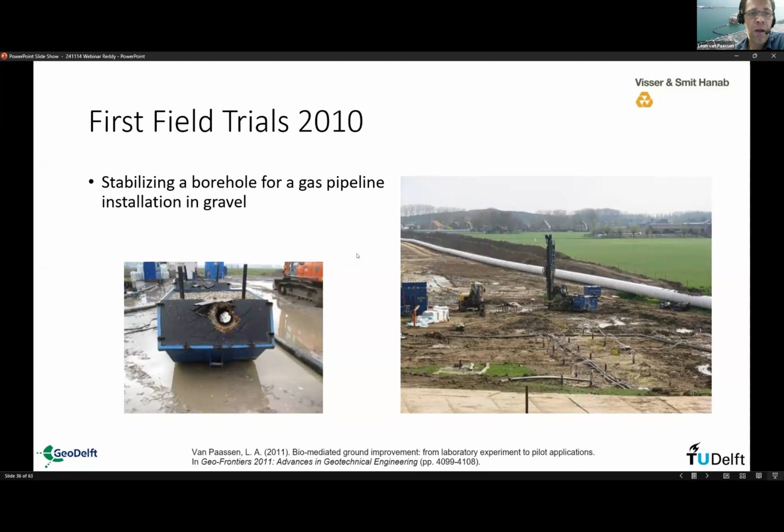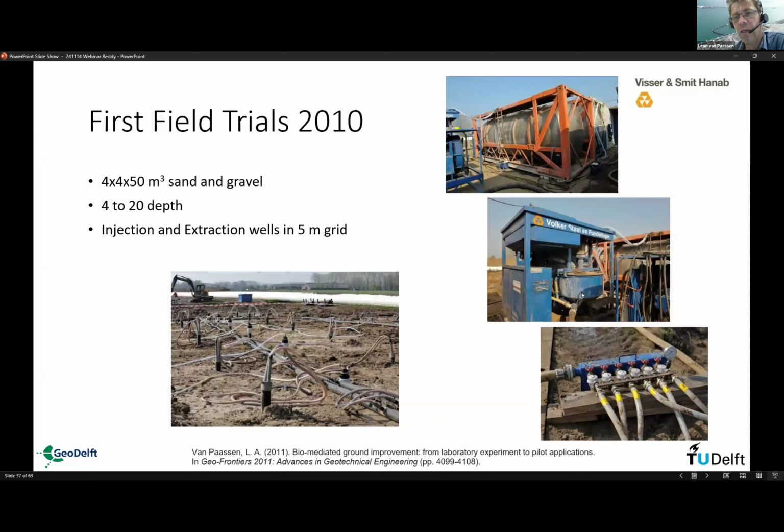So this is what it looked like with the injection wells and extraction wells. On the right upper side, you see the tanks with the urea and the calcium chloride, and then in the middle, the mixing tank, and then the manifolds for the flow lines going towards the injection wells. So we injected a total of 4 by 4 by 50 cubic meters of sand and gravel, at a depth between 4 and 20 meters, and installed injection wells in a 5-meter grid.